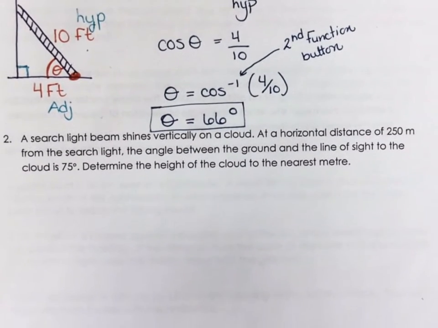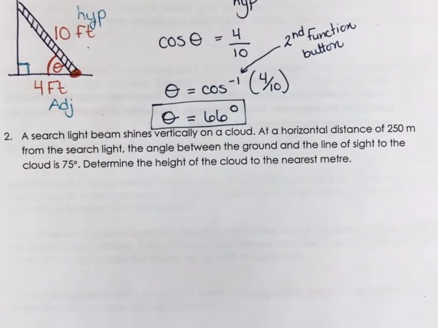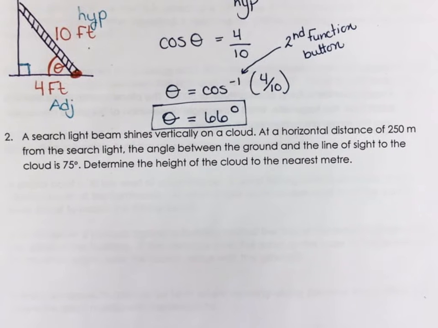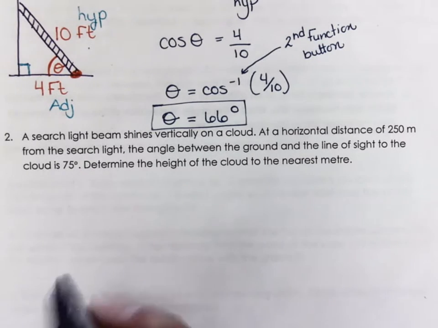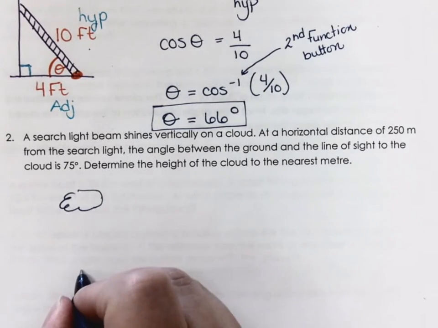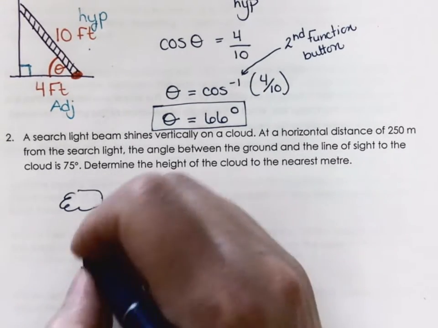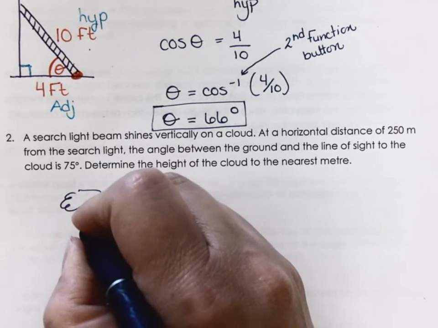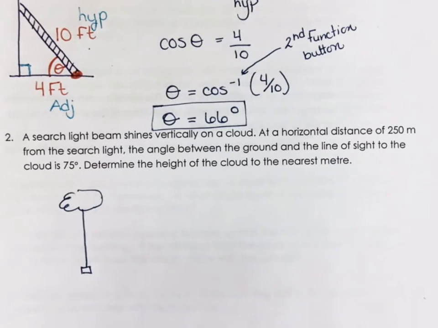So this one's a little bit different because it's a searchlight beam. The searchlight is going to be on the ground, and it shines vertically on a cloud. So what's vertically? It's straight up and down, right? So you've got the cloud. You've got your little light here, and it's directly vertically on a cloud. My cloud looks a little sketchy.